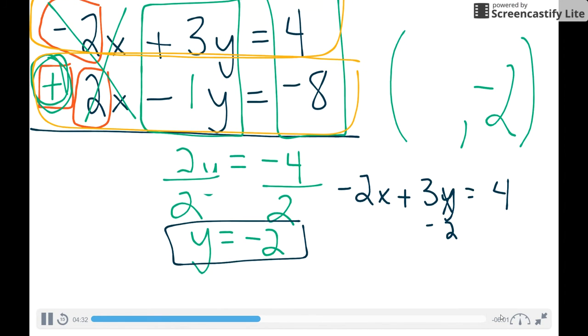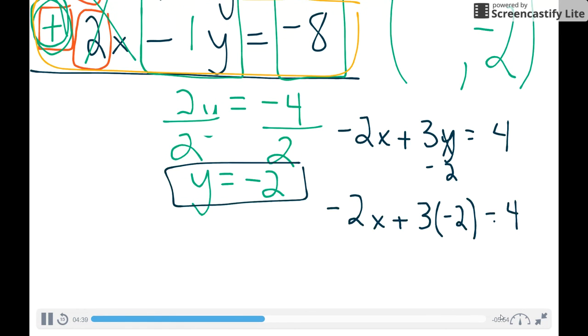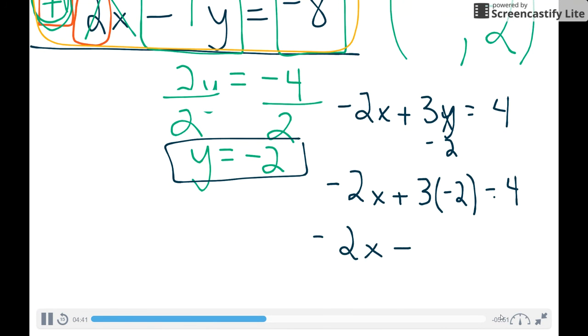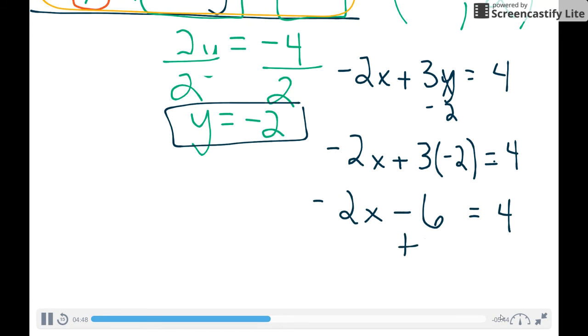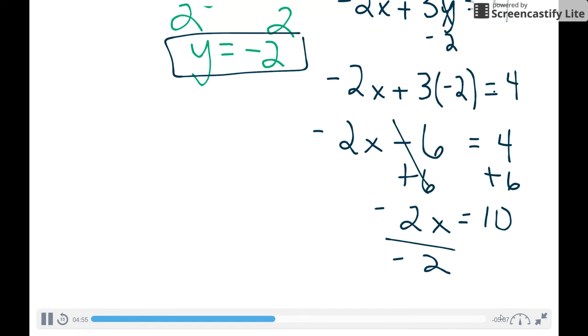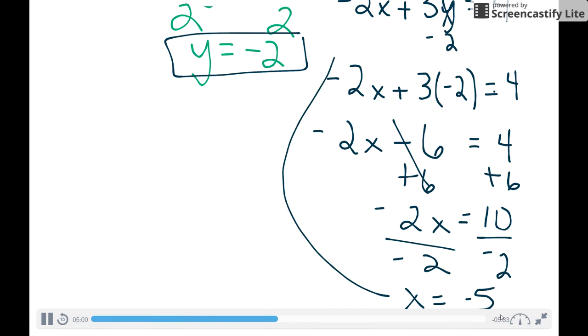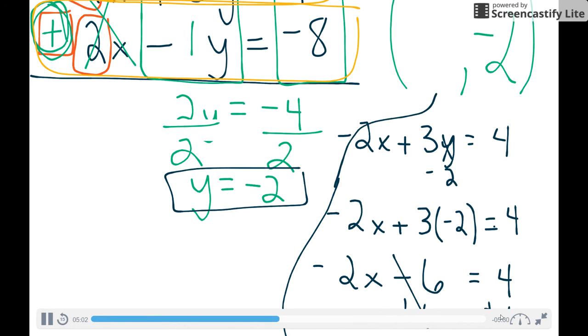So I have negative 2x plus 3 times negative 2 equals 4. Negative 2x minus 6, because 3 times negative 2 is negative 6, equals 4. And then I just go plus 6 on both sides. Negative 2x equals 10. Divide by negative 2, divide by negative 2, x equals negative 5. So the x value has to come all the way up here, and it's negative 5.